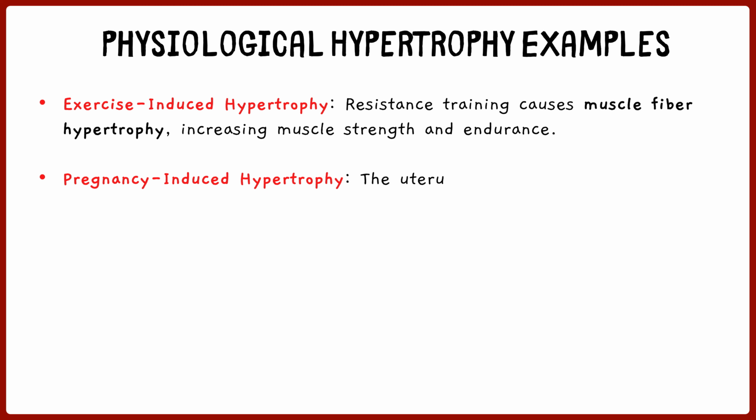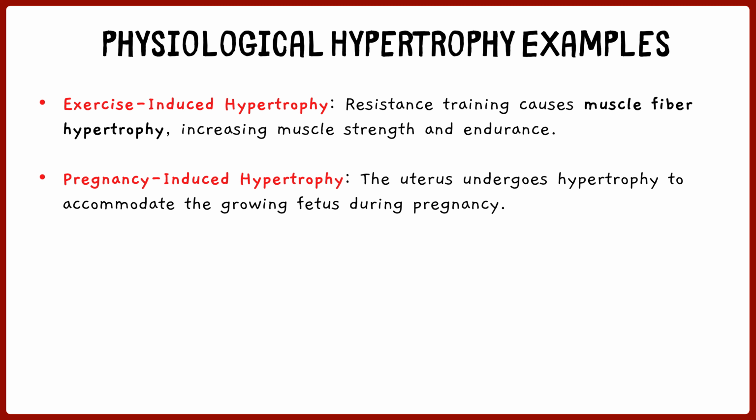Next, we can also have pregnancy induced hypertrophy, another example of physiological hypertrophy. The uterus is going to be undergoing hypertrophy in order to accommodate the growing fetus. So, as the fetus grows, the uterus is going to be expanding through hypertrophy of the smooth muscle cells, and it allows the accommodation of the increasing size of the baby.